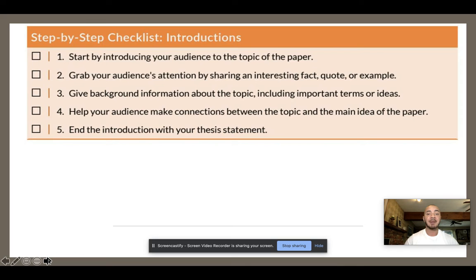From there, we're going to give the background information about the topic. This is not getting into our body paragraphs, but it's just giving a little bit of detail in order to provide some context to the reader. We're then going to help the audience make connections between that topic and the main idea of the rest of the paper. And that is what leads us up to our thesis statement. And we're generally going to end our introductions with a thesis statement.